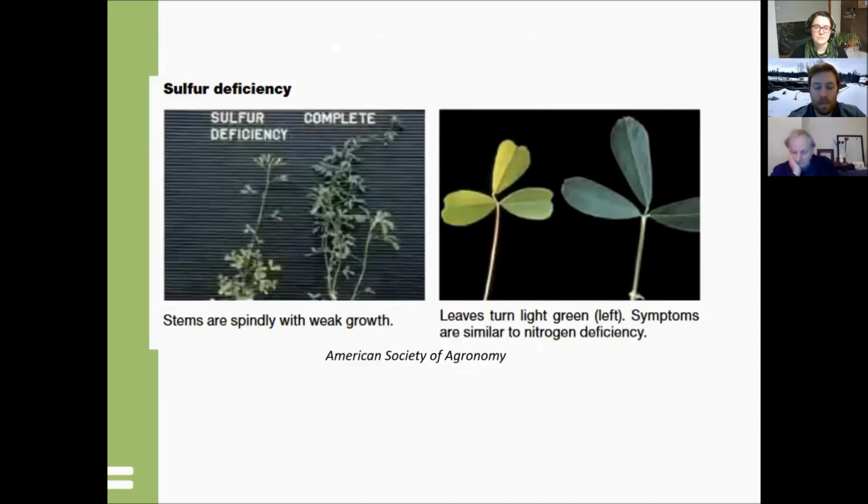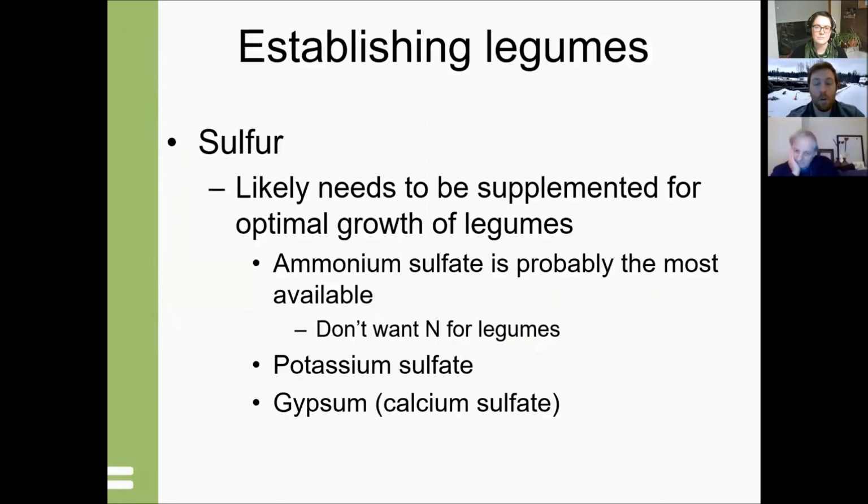And so looking at this picture, if you were to show me these 2 leaves on the right, I would probably say, yeah, that could be almost anything. So visual symptoms, not the best thing to go on. But sulfur in our area does likely need to be supplemented.